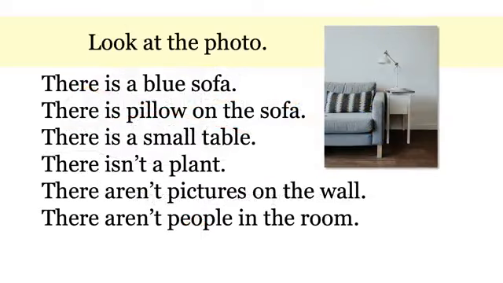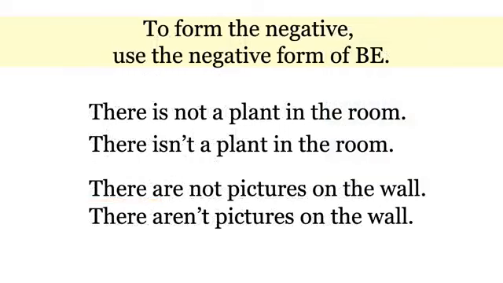Look at the photo. There is a blue sofa, there is a pillow on the sofa, there is a small table. There isn't a plant, there aren't pictures on the wall, there aren't people in the room. Now you see we've got some negative contractions that look just like the contractions for be verb. They're not any different. To form the negative of there is, there are, use the negative form of be. There is not a plant in the room. There isn't a plant in the room. There are not pictures on the wall. There aren't pictures on the wall. Let's try.